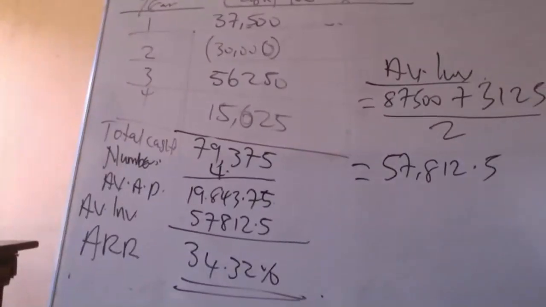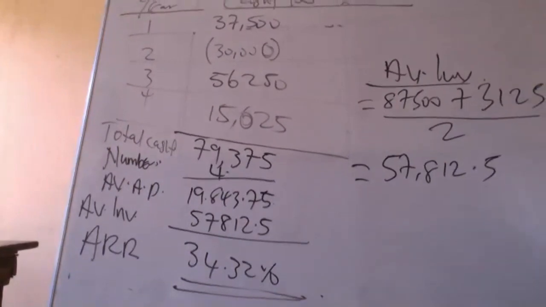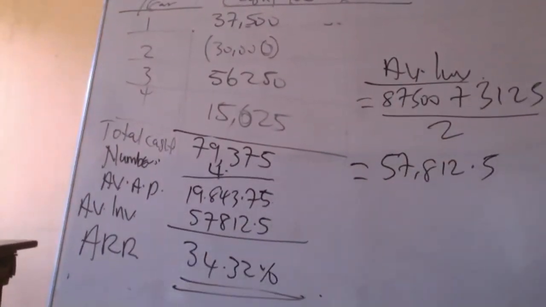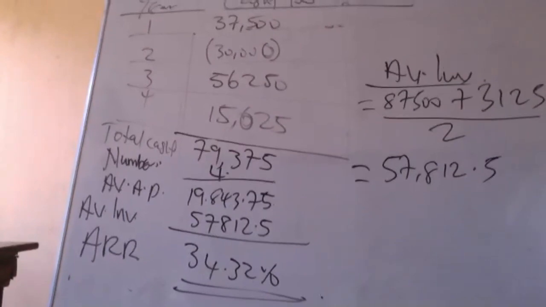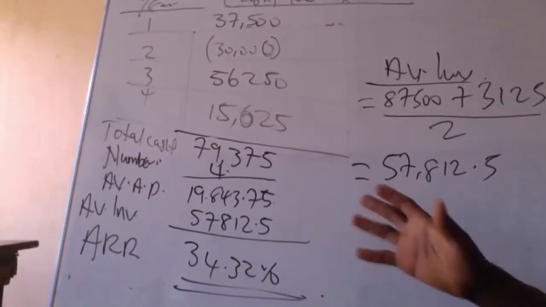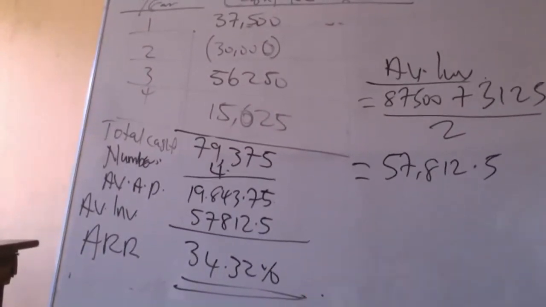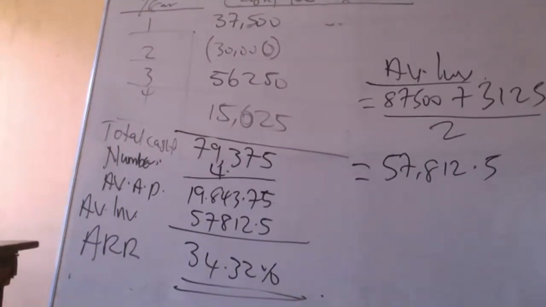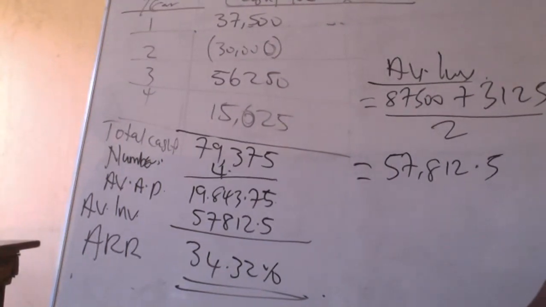34.32%. Here, they've not given us the target accounting rate of return or the return on capital employed so that we can compare. Unless we compare, we cannot conclude. We can only calculate. Good. Someone has a question? Let me go and pick it up.